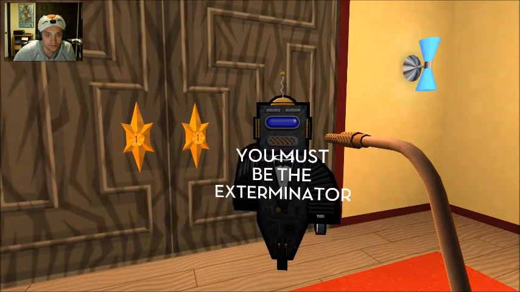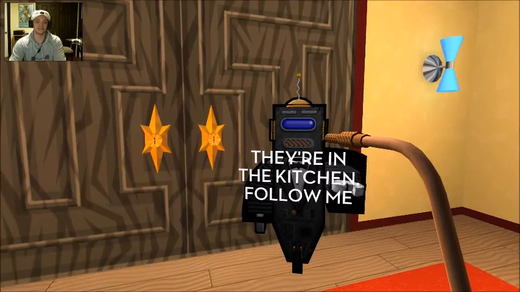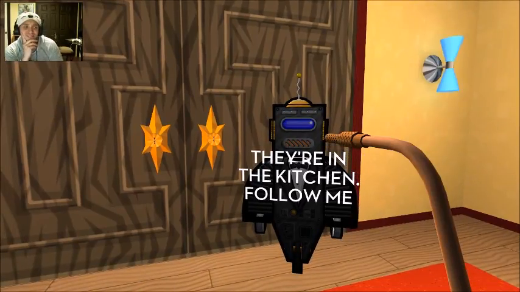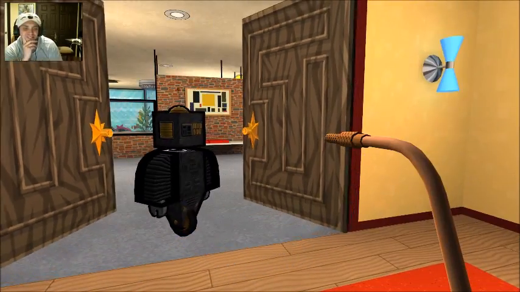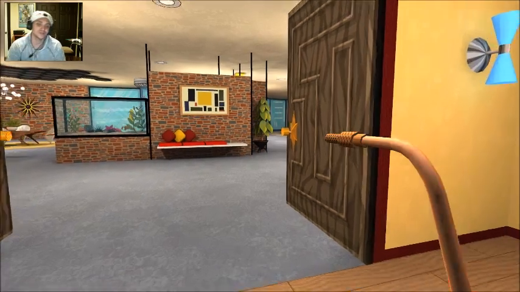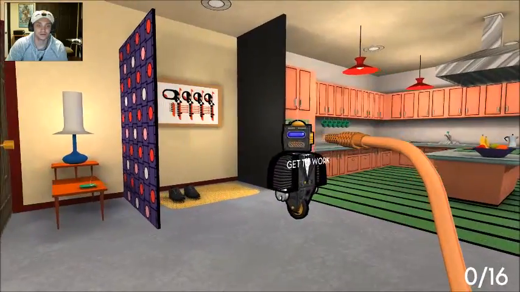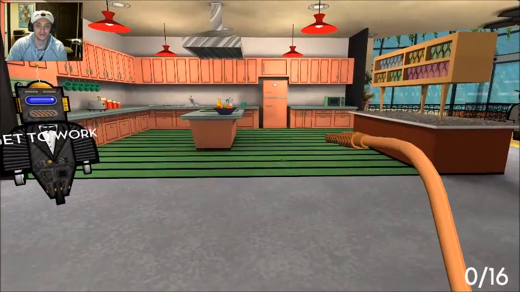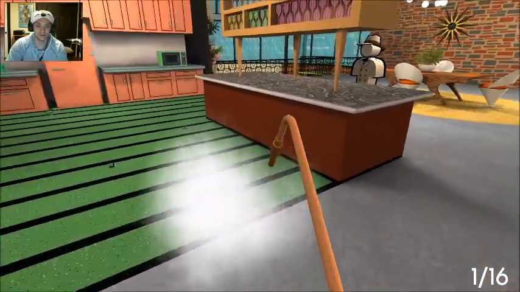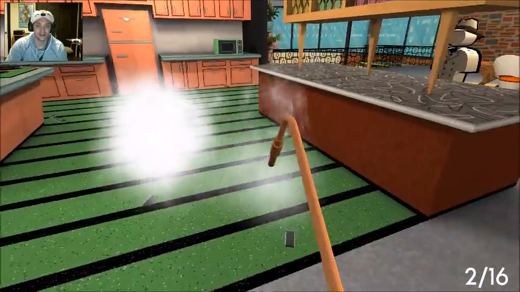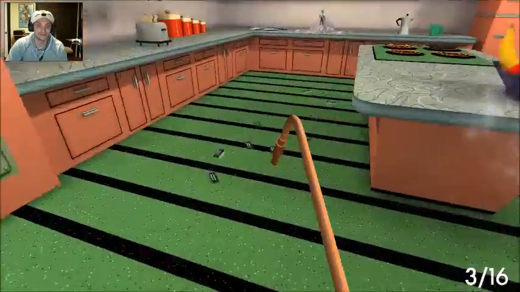"You must be exterminated." Oh, god damn it. "Please follow me." Please tell me it's not more spiders. I really don't want to do more spider shit. "Please get to work. I'll be here if you need me." Okay, just regular bugs. Ha! Okay, they're memory chips, that's funny.